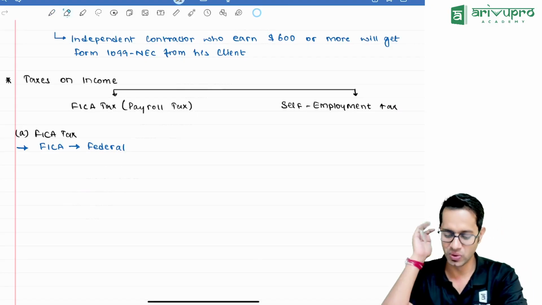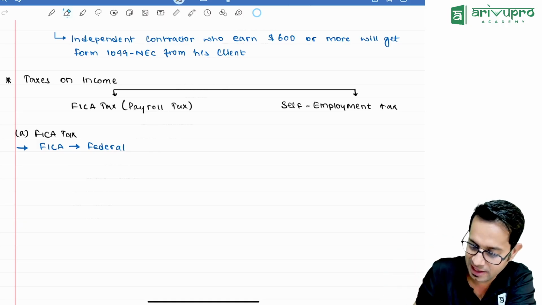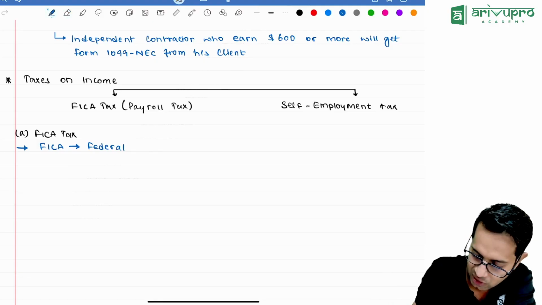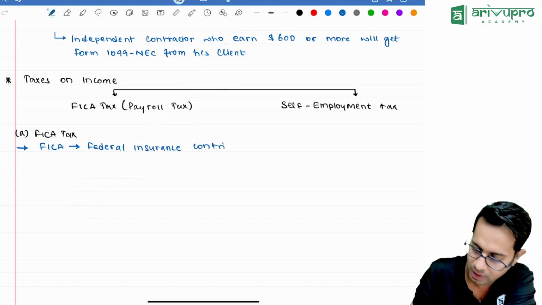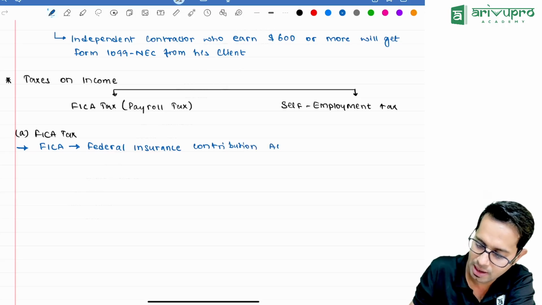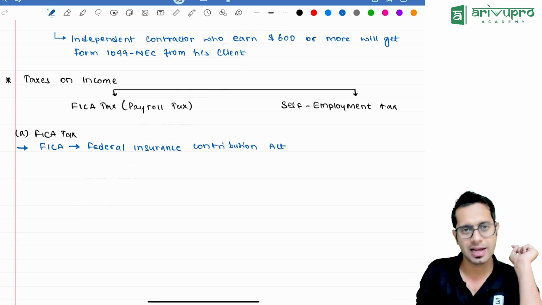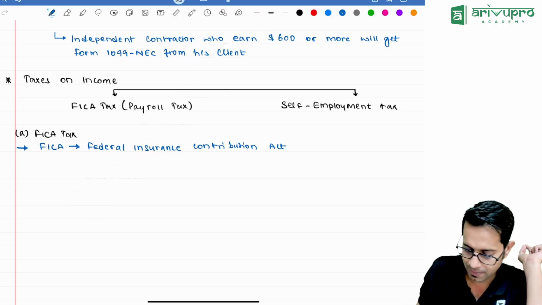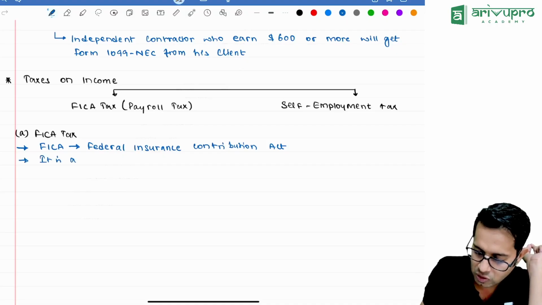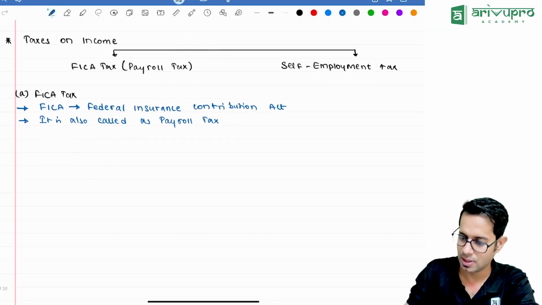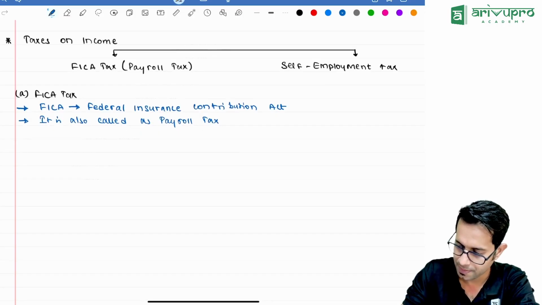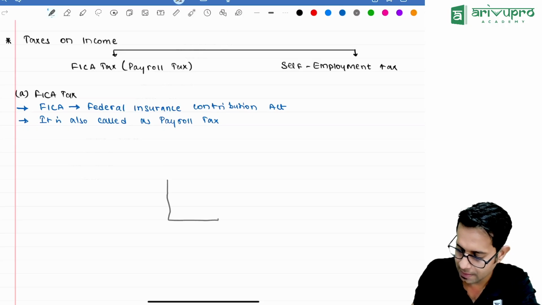FICA tax. FICA full form is Federal Insurance Contribution Act. So FICA tax is a tax which is collected on your employment. It is also called payroll tax. Now just understand this. Let us say you are working in a company. Because you are working at some place, there are two persons involved now. Who are these two persons?